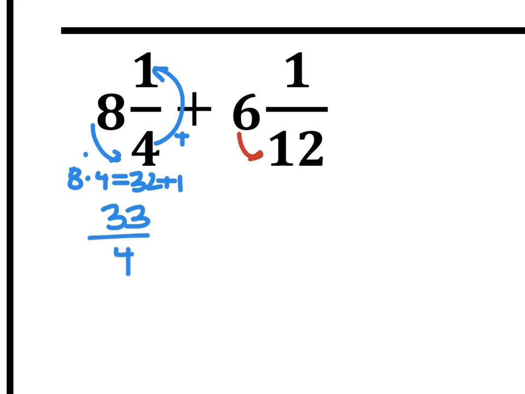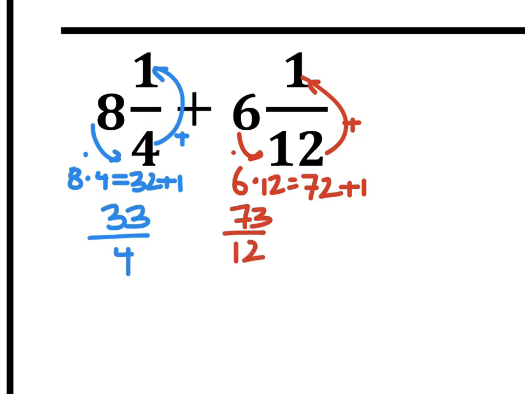So now 6 times 12, it's going to be a big number. 6 times 12 is 72, then add the 1 there, that's 73/12. And yes, both of these are being added to each other. Now I know 12 is a multiple of 4, so I can just take the 4 and multiply it by whatever value I need to get the 12, which should be 3. So now I have 33 times 3, which is 99 in 12ths, which I am adding to the 73/12ths.